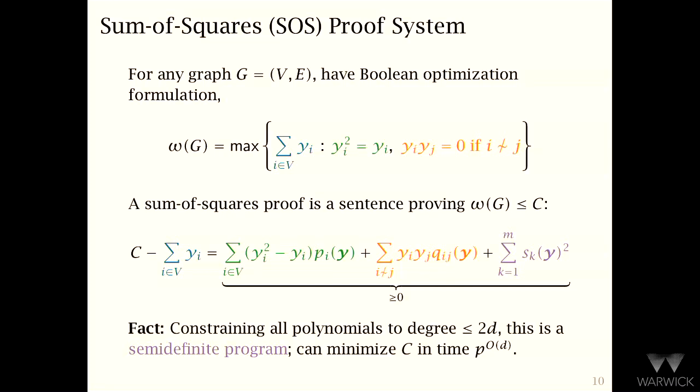And algorithmically, the nice thing about sum of squares is that if we constrain the degrees of all of the polynomials appearing here, then this is, I think, automatizable is the term. You can write an algorithm that optimizes the bound c using semi-definite programming, in an amount of time and a size of semi-definite program that scales up with your degree bound.